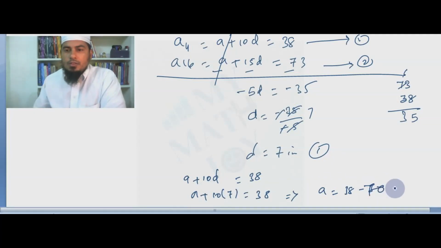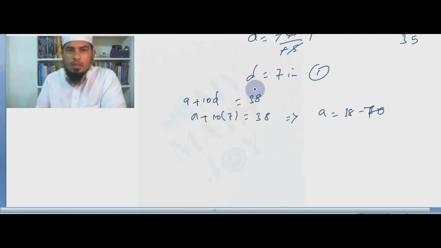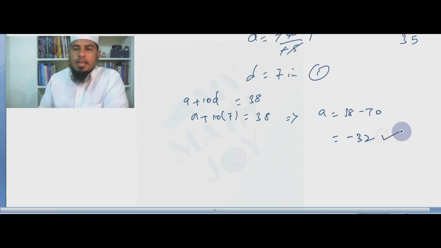70. So I'll erase and write neatly. We got a 70, and 38 minus 70 will be exactly negative 32. We got the answer, the A value.